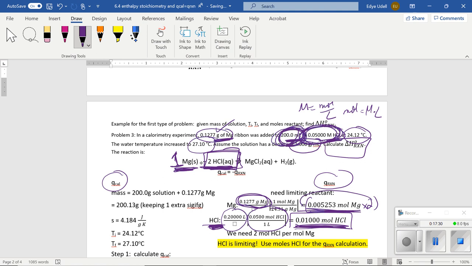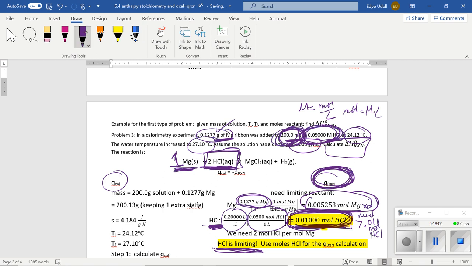So I'm going to multiply this by 2 to see how many moles of HCl I need. I would need greater than 0.01 moles of HCl. So I don't have enough HCl. I'm going to run out of HCl. HCl is limiting. So when I do my Q reaction calculation, I have to use the limiting reactant, which is my HCl, and I have the moles of HCl right here. So this is what I'm going to use when I do my Q reaction.